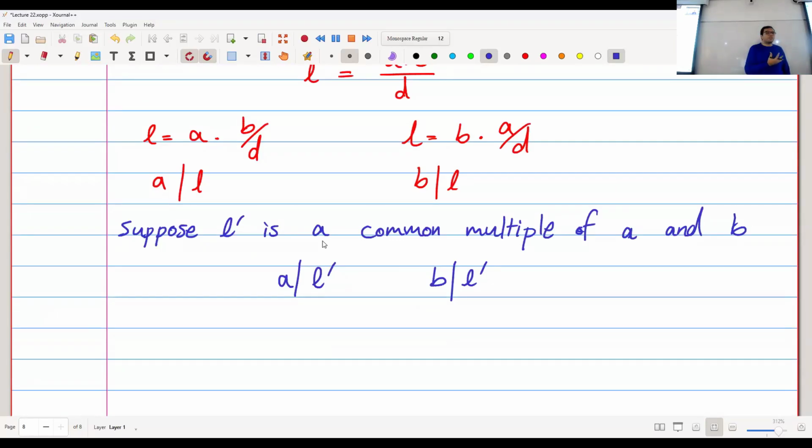Try to get a contradiction. Try assuming that L does not divide L prime, and get a contradiction out of it. Or try to write L prime as some expression and then get L out of that expression. So show that L prime is L times something.